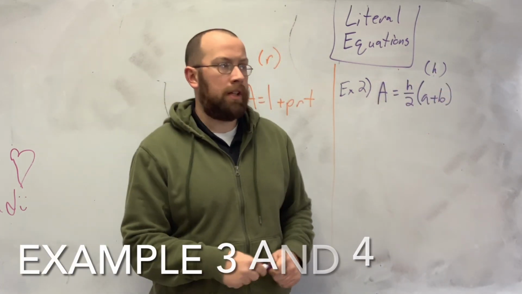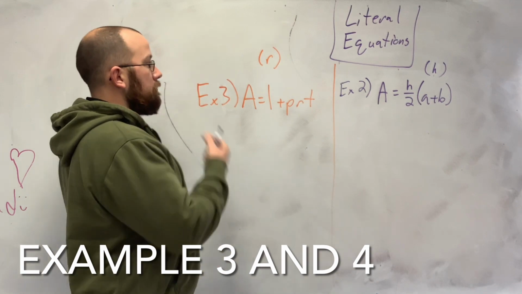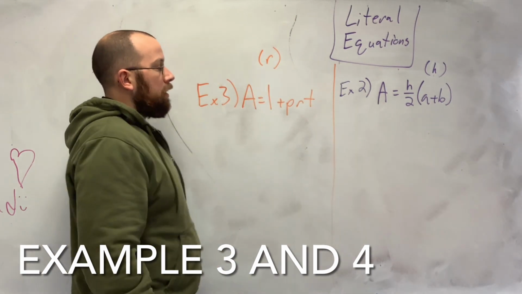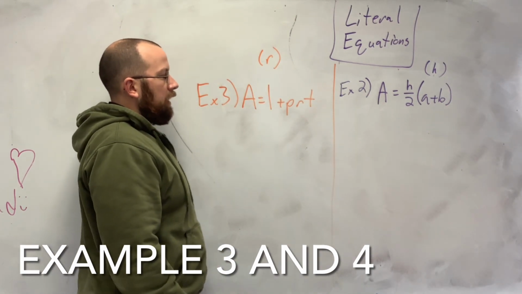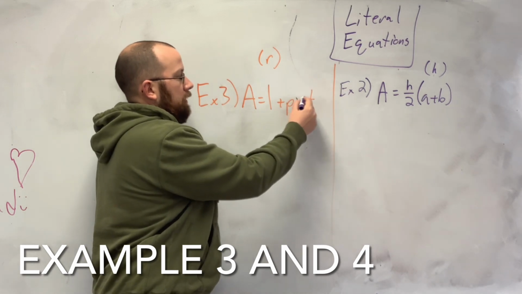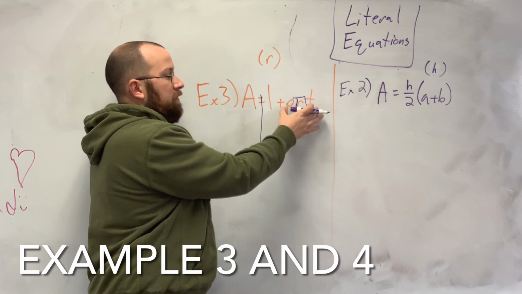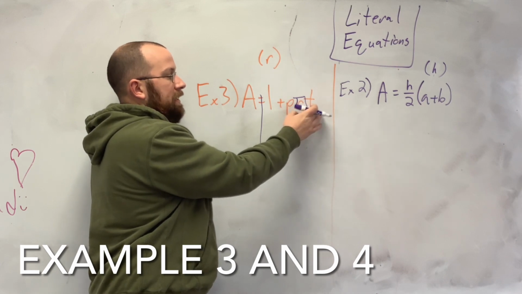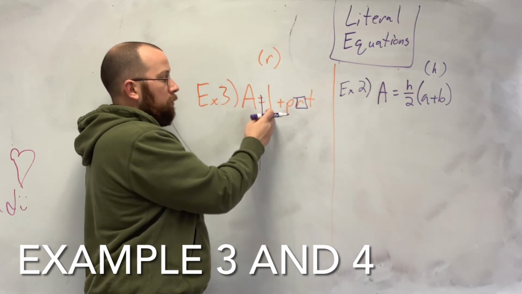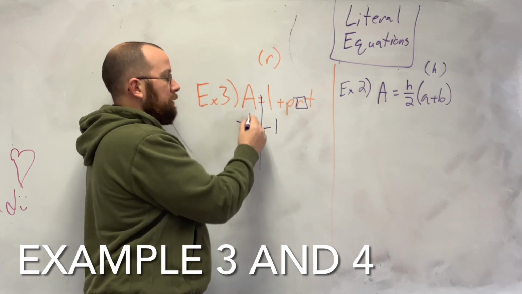All right, here's another one. Another 2. So in this one, I'm solving for the r. All right? So I can draw a line down if I want to. So what's my furthest thing away from this r? Well, the p and the t are connected by multiplication, so it would be the 1. So I subtract 1 from both sides.